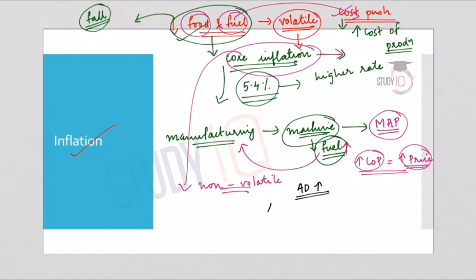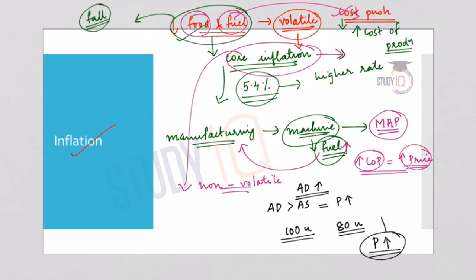So when aggregate demand is more than aggregate supply, what will happen? Price will increase. Suppose the entire economy needs 100 units of a commodity, but only 80 units are available. So obvious impact would be an increase in the prices. So this is demand pull inflation. Now, what is more important here is that an increase in the price of food and fuel will cause a cost push inflation, whereas an increase in the core inflation will cause a demand pull inflation.